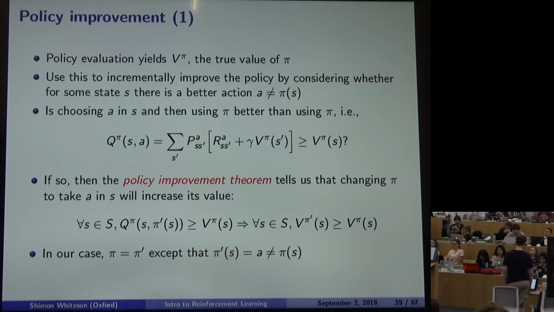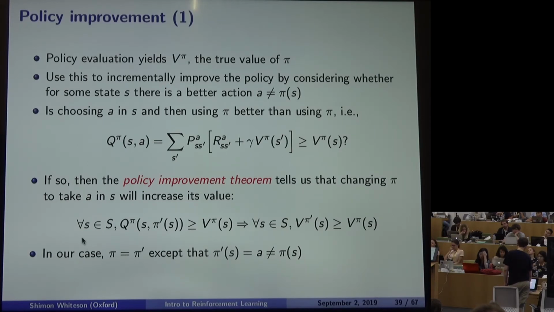Okay? So if we can identify such a setting, then we can use that to improve our policy thanks to something called the policy improvement theorem, which says that if we change our policy such that it takes this other action, doing so will increase its value. So intuitively, if it was better to take this action when we were in the state now, it would be better to take this action anytime we were ever in this state, which is equivalent to saying, let's change our policy to take that action in that state.